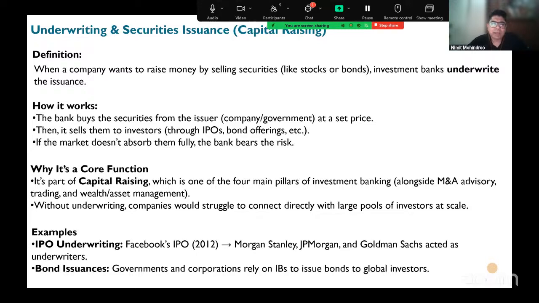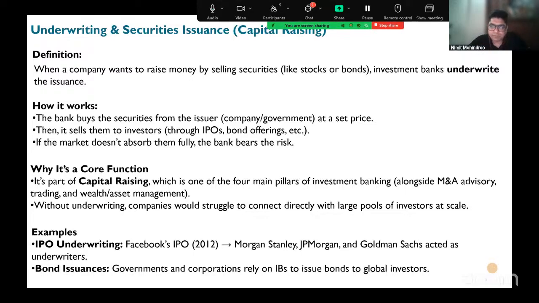What I got to know is that underwriting and securities issuance is one term which is also known as capital raising, right? It is mainly about raising capital, raising funds for companies or governments.